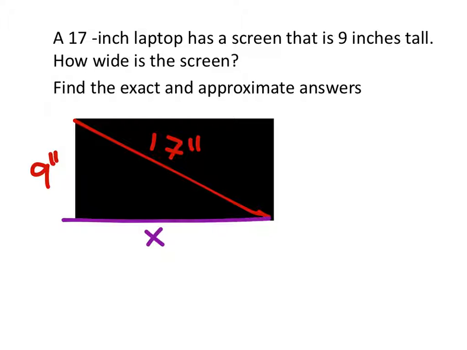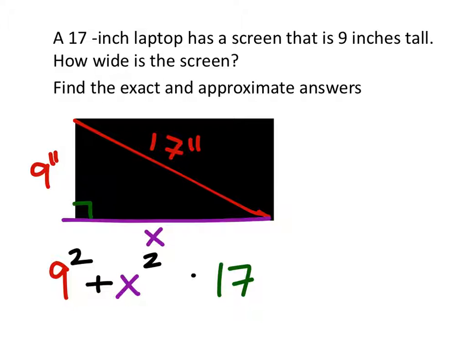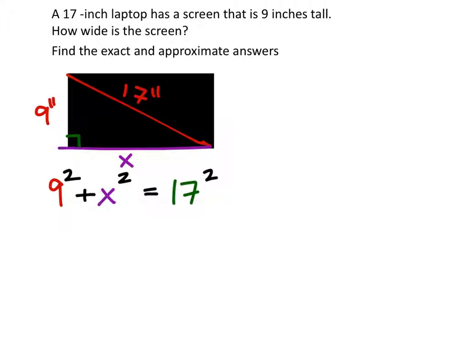Now hopefully we can see that this would give us this right triangle right here. So I've got a leg that's 9 inches, and then I've got another leg that's X inches, and then I also have the hypotenuse, which is 17 inches. So again, I'm going to square my two legs, add them together, and it should equal the hypotenuse squared. So 9 squared is 81, x squared is, well, x squared. I'm going to add those together, and I should get 17 squared.